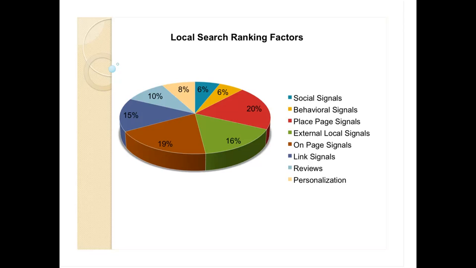And then obviously Google Places, which is just huge for organic ranking. And just to give you some information and background on these ranking factors, this was from Moz.com. They do a search ranking factor survey every year. So this is from their 2013 survey.